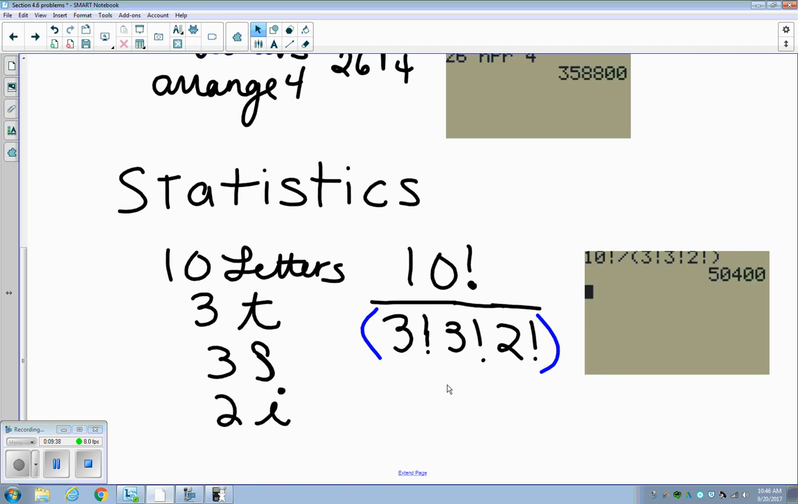So three different ways I'm going to use permutations. Arranging things, order matters, and I've got so many items and I'm using all the items, I'm just going to say factorial.